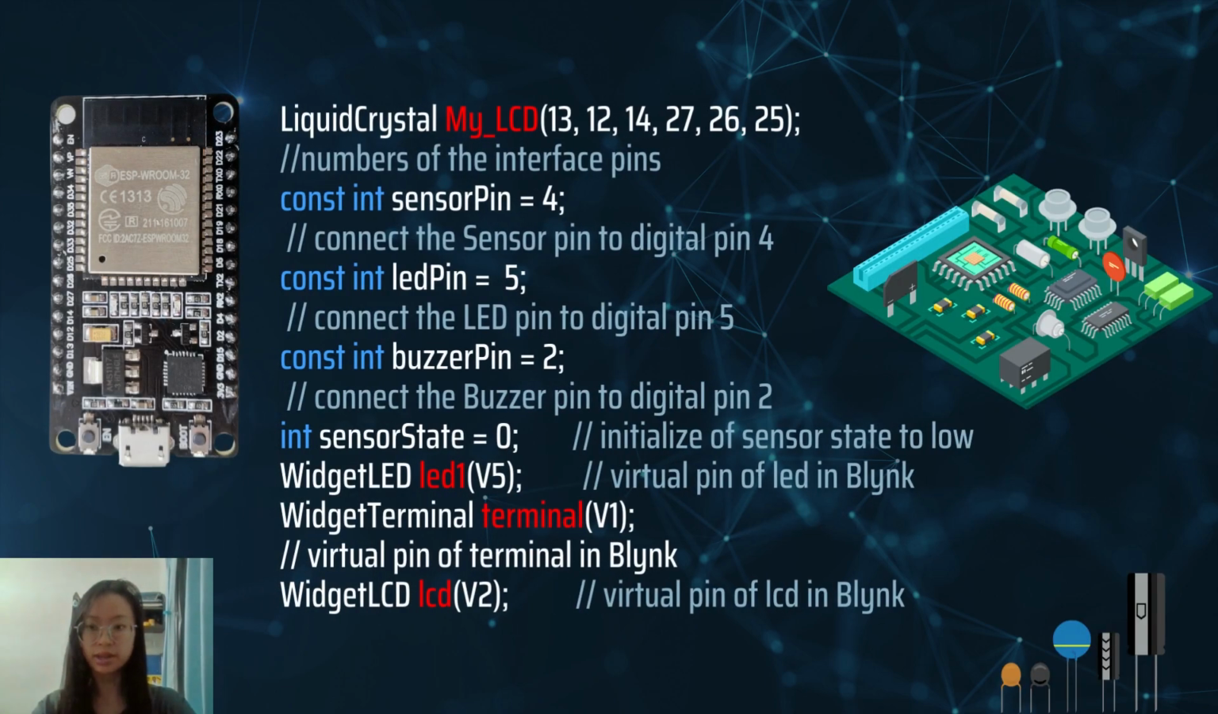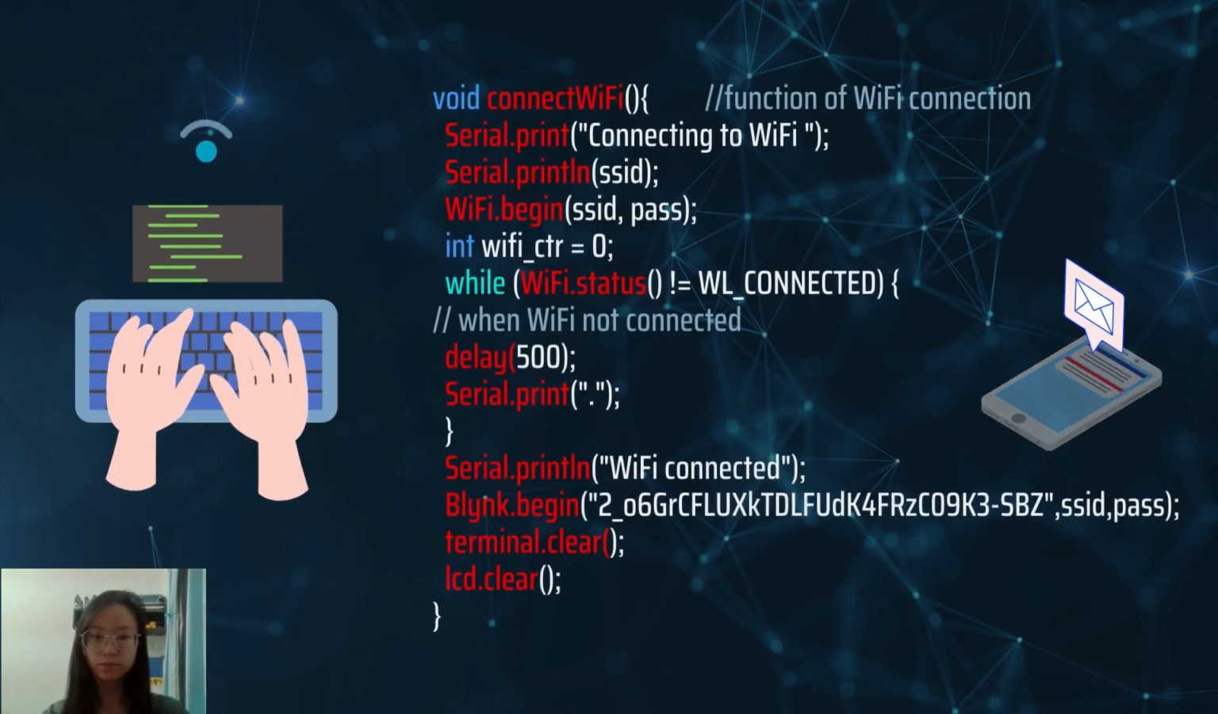The code shows that the number of interface pins of LCD at 13, 12, 14, 27, 26, and 25, while sensor connect to pin 4, LED pin to 5, and buzzer pin to 2. The variable sensor state is initialized to 0. The next 3 lines create virtual pin of BLINK for an LED, a terminal, and an LCD display.